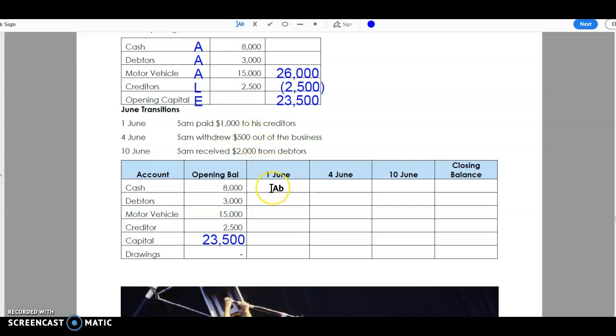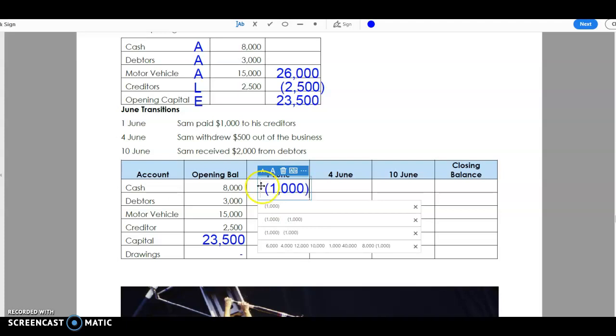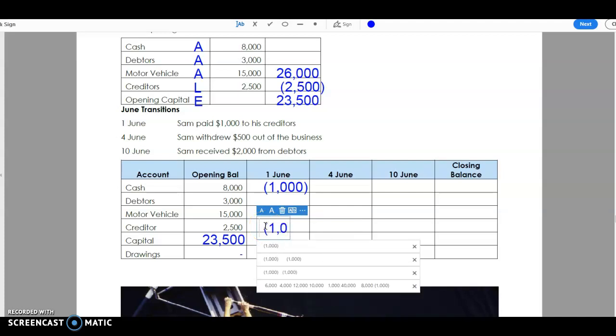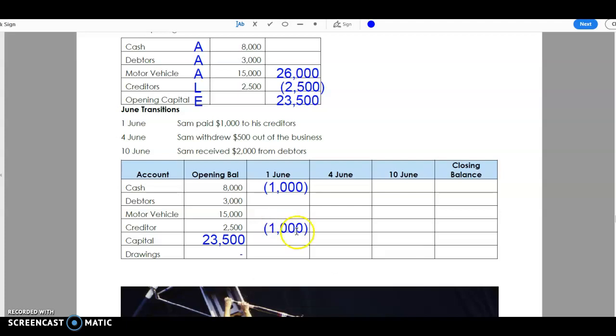On the 1st of June, Sam paid $1,000 to his creditors. So if he's paying that, money's going out. Let's put that in a bracket like this. I'm putting it in a bracket so that we get used to, in accounting terms, brackets meaning a negative figure. So cash balance is decreasing, and creditors are also decreasing. We did have a $2,500 balance, but we paid $1,000 off. So that's going to decrease by $1,000.